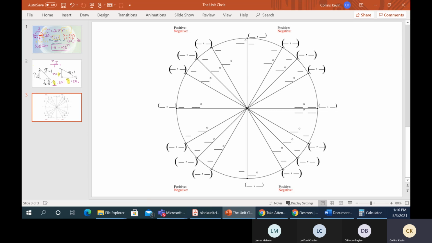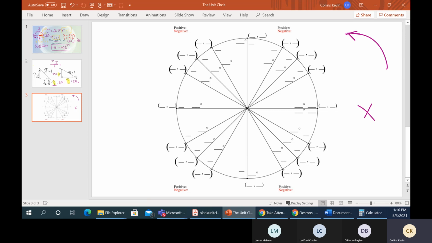All right, so notice that on the inside of the circle, we have a bunch of little tiny circles. Those are degree measures, okay? So this is where we always start. We always start here at the beginning of the positive x-axis, and we go this direction, okay? So as we go that direction, our degree measures are going to get bigger, okay?